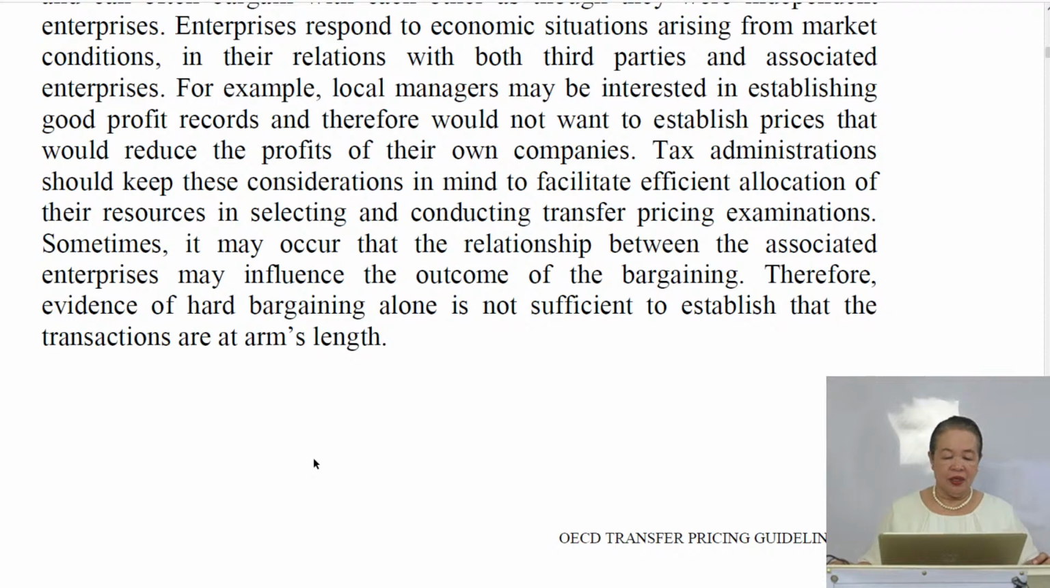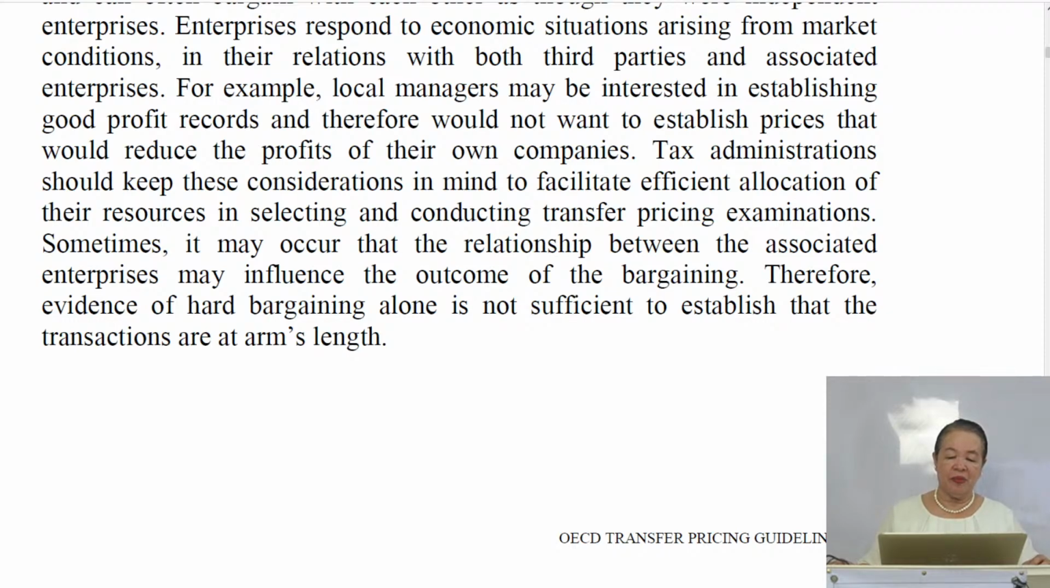Okay. It may occur that the relationship between the associated enterprises may influence the outcome of the bargaining, because there is a relationship, and that relationship has a point, or has something to do with the bargaining.